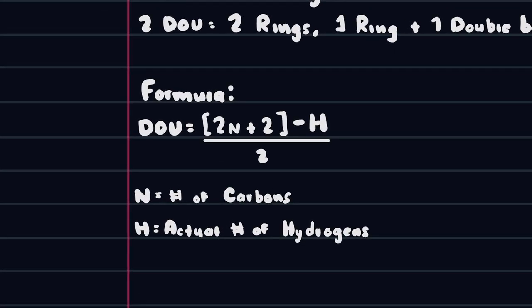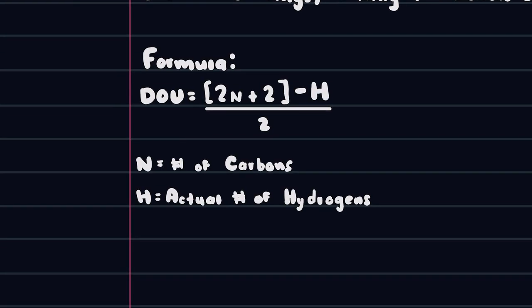Finally, the formula to calculate degrees of unsaturation. This formula will grow as we learn more about organic chemistry, but for now we're keeping it simple as we're only dealing with hydrocarbons right now. So right now the formula is (2n + 2 - H) / 2, where n is the number of carbons of the compound and H represents the actual number of hydrogens which the hydrocarbon has.